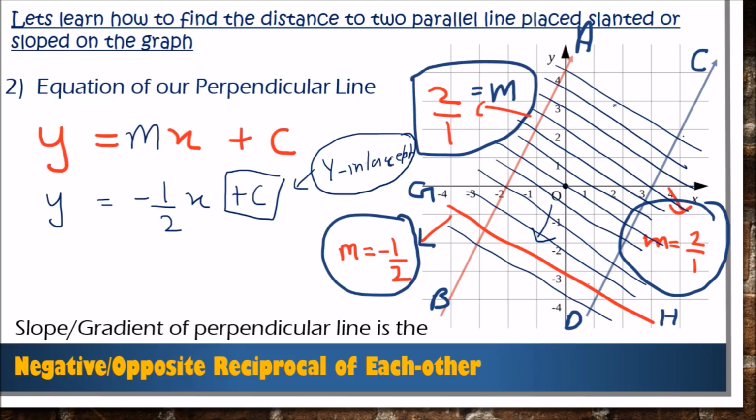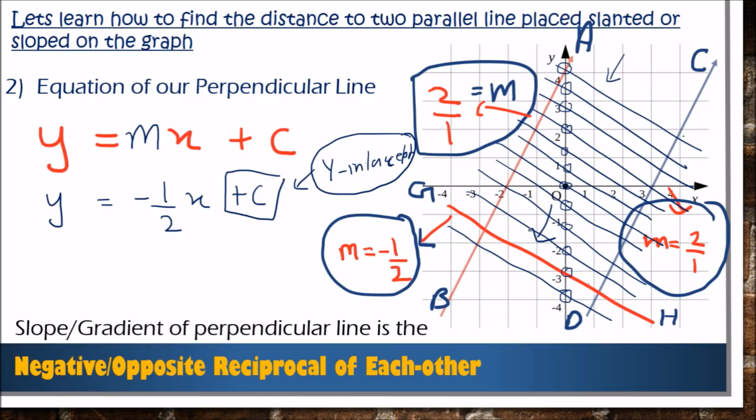We could use any one of these lines to find out our perpendicular distance between our line AB and CD, which are parallel lines on the graph. Now, do you realize that every perpendicular line will have a value of y-intercept? It means every perpendicular line will cut this y-axis on this graph at a different location. Each one of these points will have a different value of y-intercept.